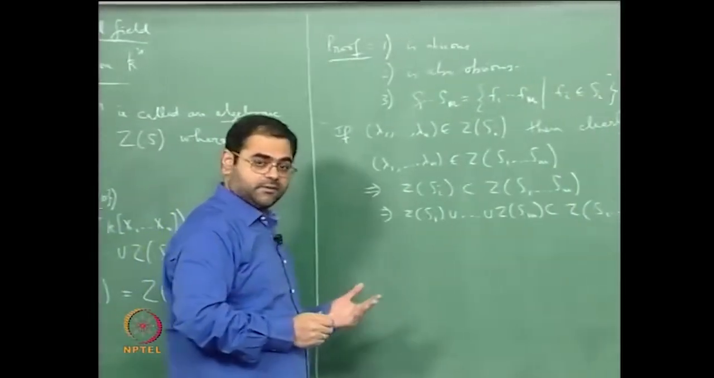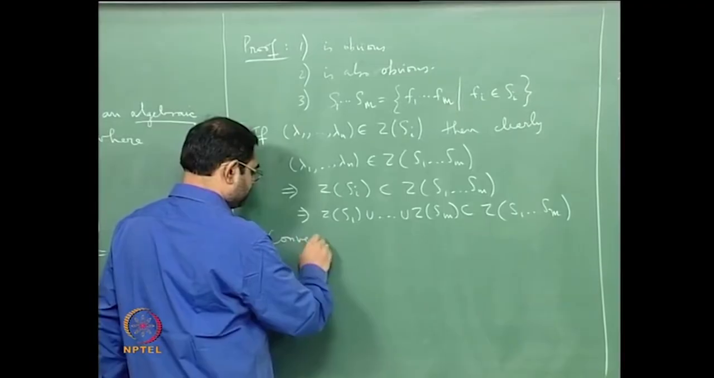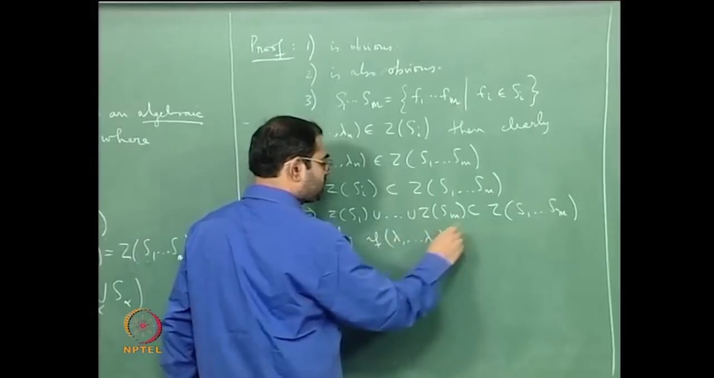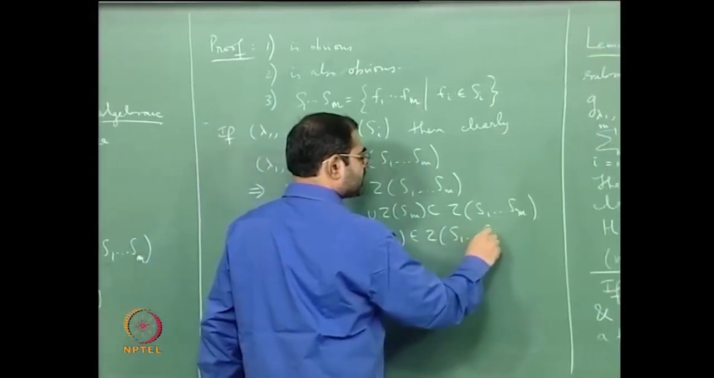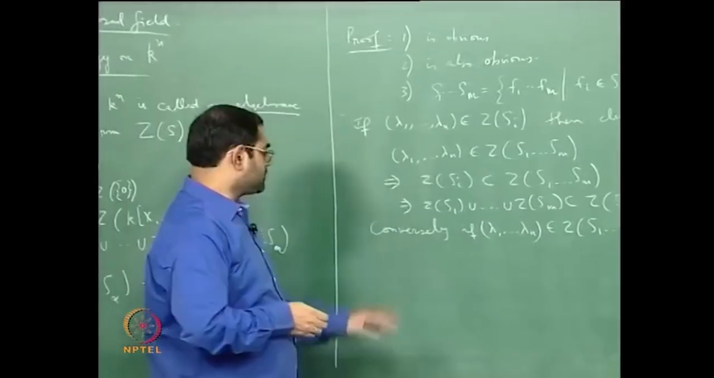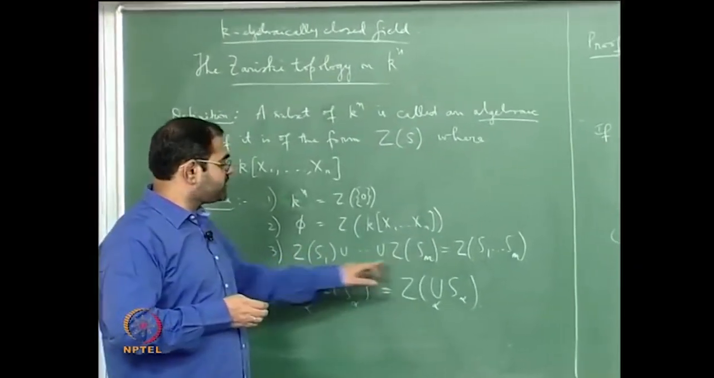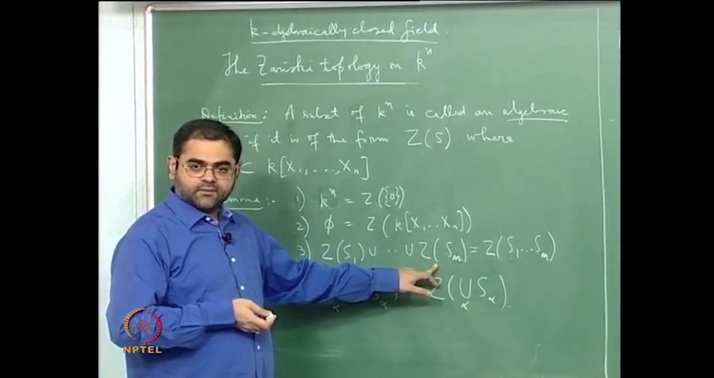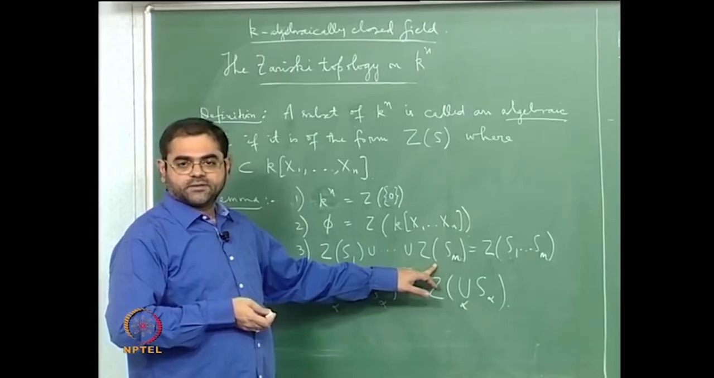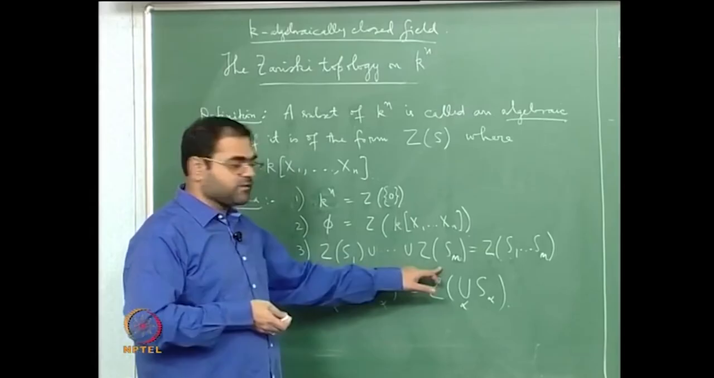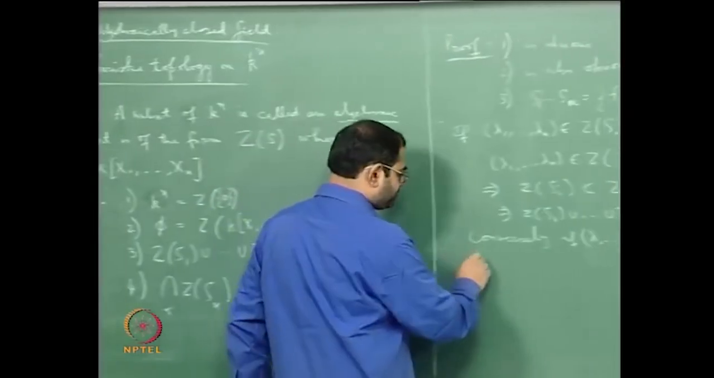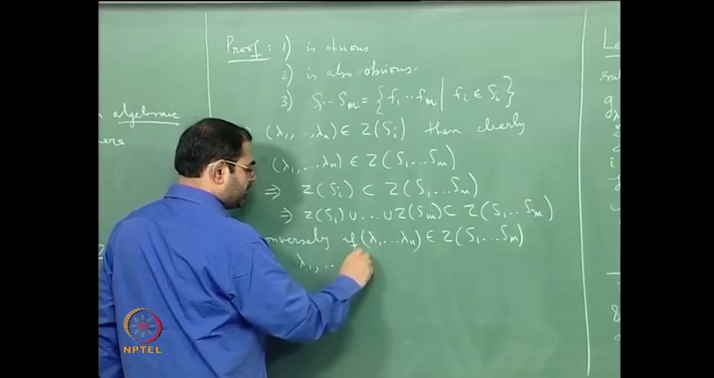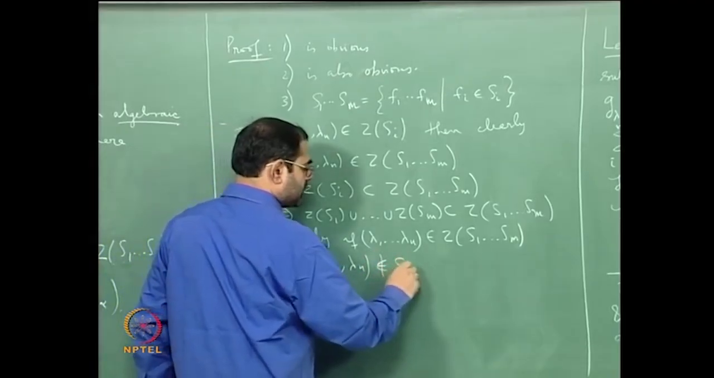You can prove it by contradiction. Conversely, if lambda 1 through lambda n is in Z of S1 through Sm, then you have to show that it is in at least one of the Z of Si for some i. So how do you prove it? You prove it by contradiction. You assume it's not there in any of the Z of Si. If lambda 1 through lambda n does not belong to Z of Si.